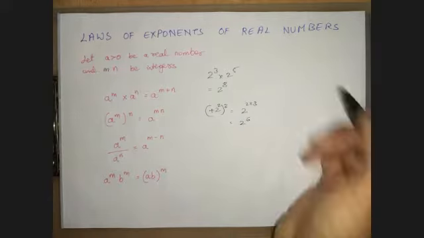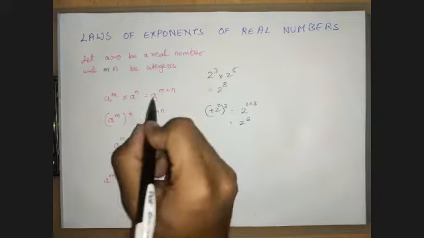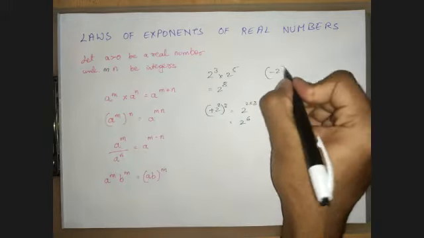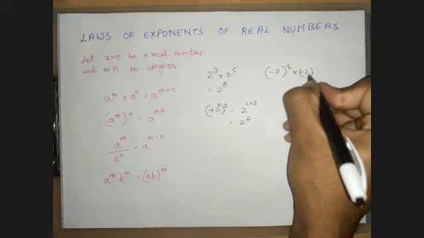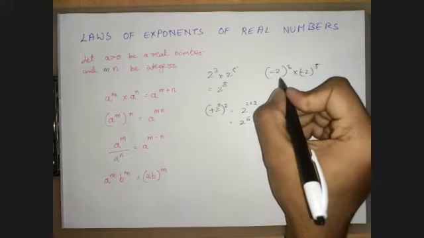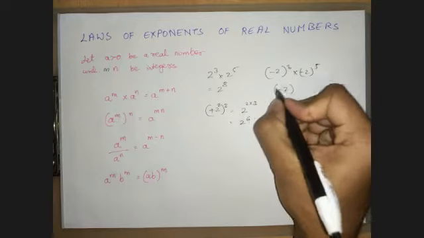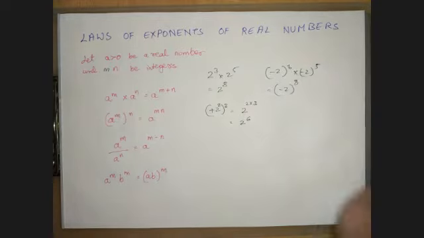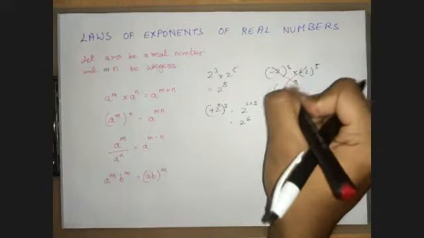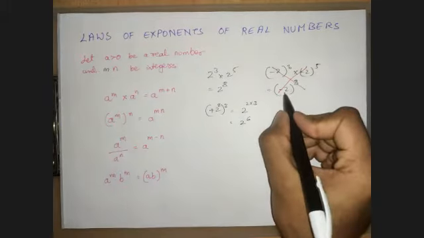Now let me give an example for this. Minus 2 whole power 3 into minus 2 whole power 5. So what would happen? The bases are the same, so this would be minus 2 whole power 8. Is this right? No, this is not right. This is wrong because I told you that the base cannot be negative.